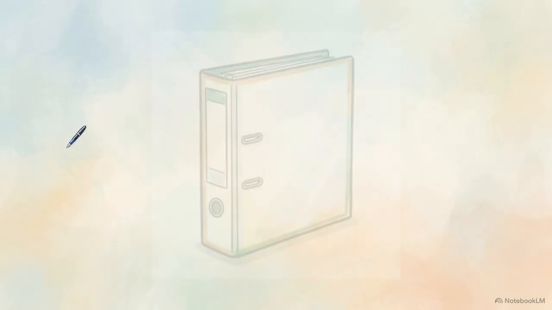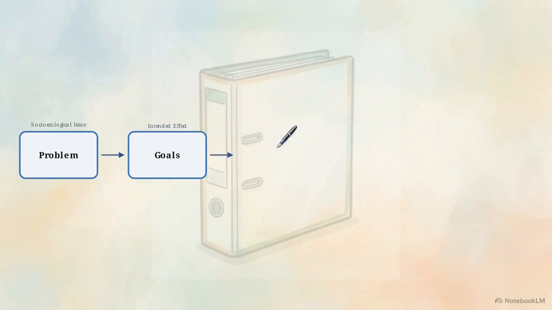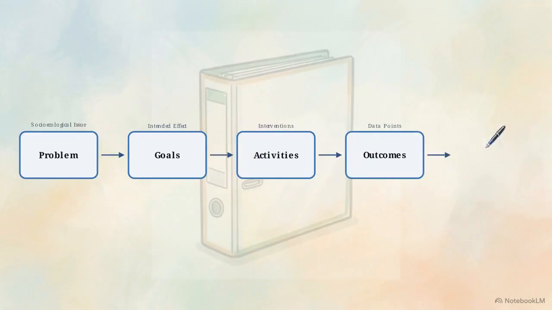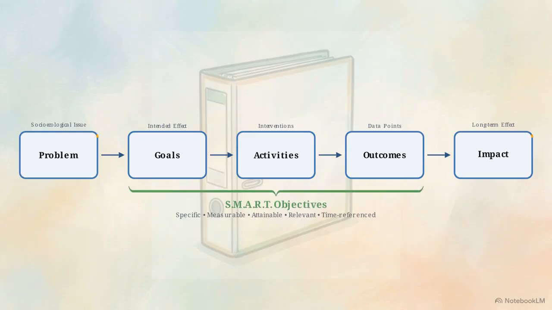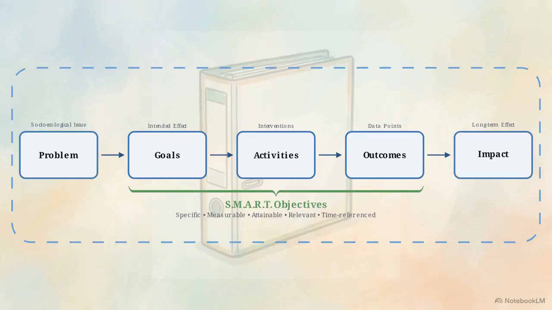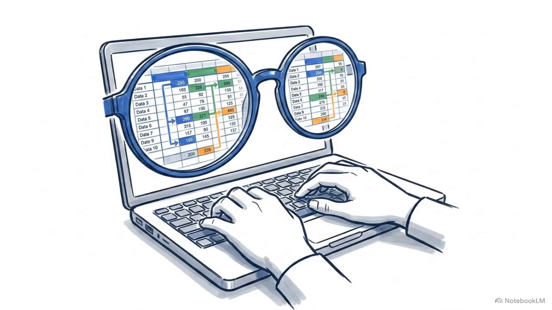The standard template maps a straight line from the initial problem to your goals, activities executed, outcomes tracked, and the final community impact. Visualizing these links serves 3 functions: identifying gaps in reasoning, communicating needs to funding agencies, and safeguarding against project drift. The data gathered through this structure feeds 2 distinct branches of inquiry.